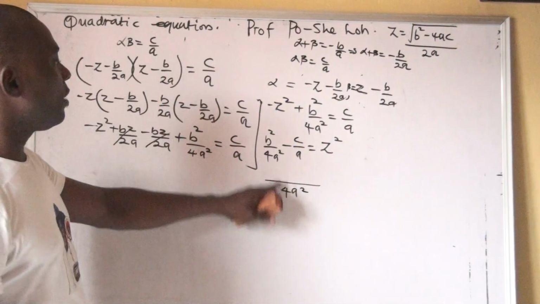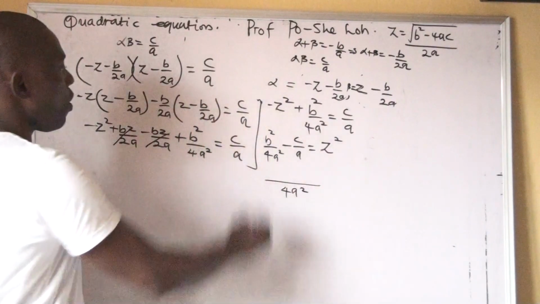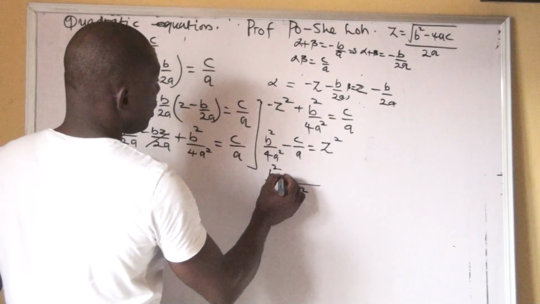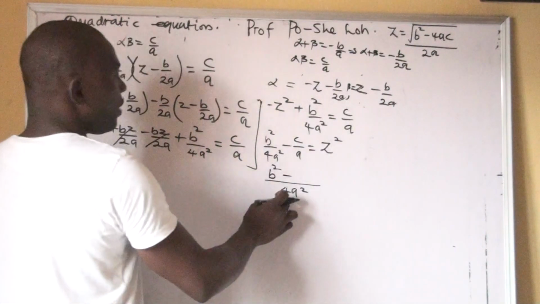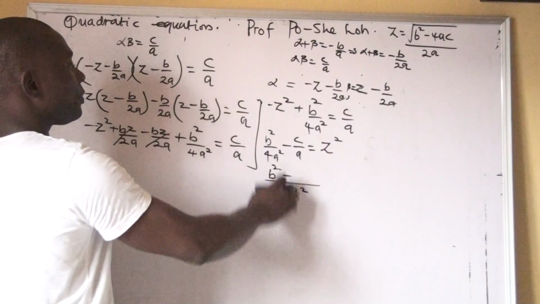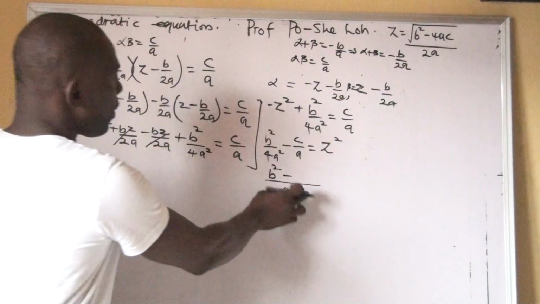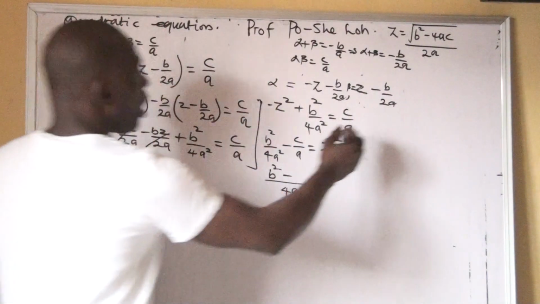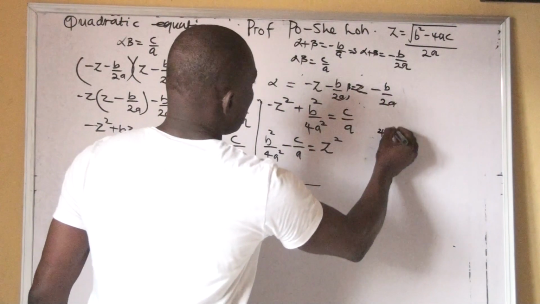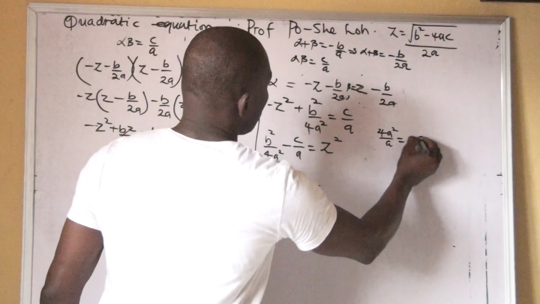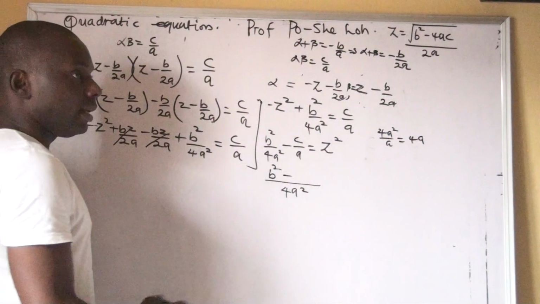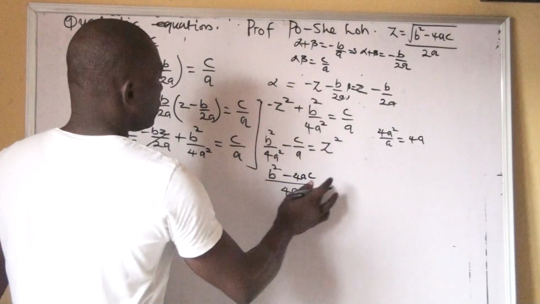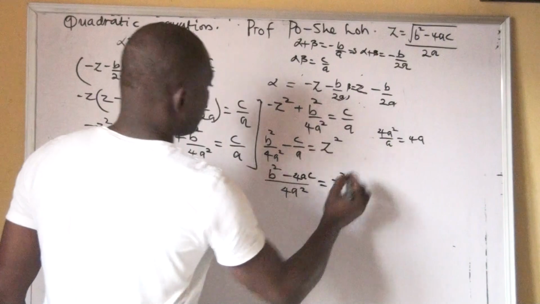So 4a squared divided by 4a squared is 1. 1 times b squared is b squared. Then we have a minus here. 4a squared divided by a will give us 4a, and 4a multiplied by c will give us minus 4ac, is equal to z squared.